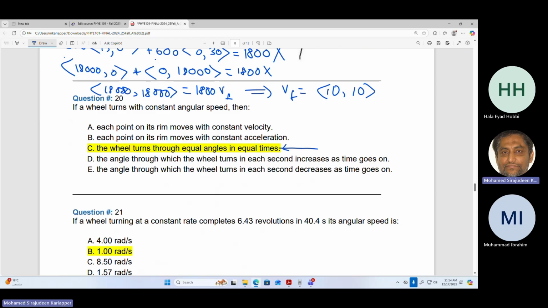if a wheel turns with constant, oh no, I just assumed. What does the question say? If something is moving at constant angular speed, that means it's covering the same angle in the same interval of time. Like if something is going with a constant linear velocity, that means it's covering the same distance in a given time interval. So here, instead of distance, it is angles. All the rest are wrong. Each point moving with constant angular velocity is correct. But constant velocity is not correct. They will have different tangential speeds.